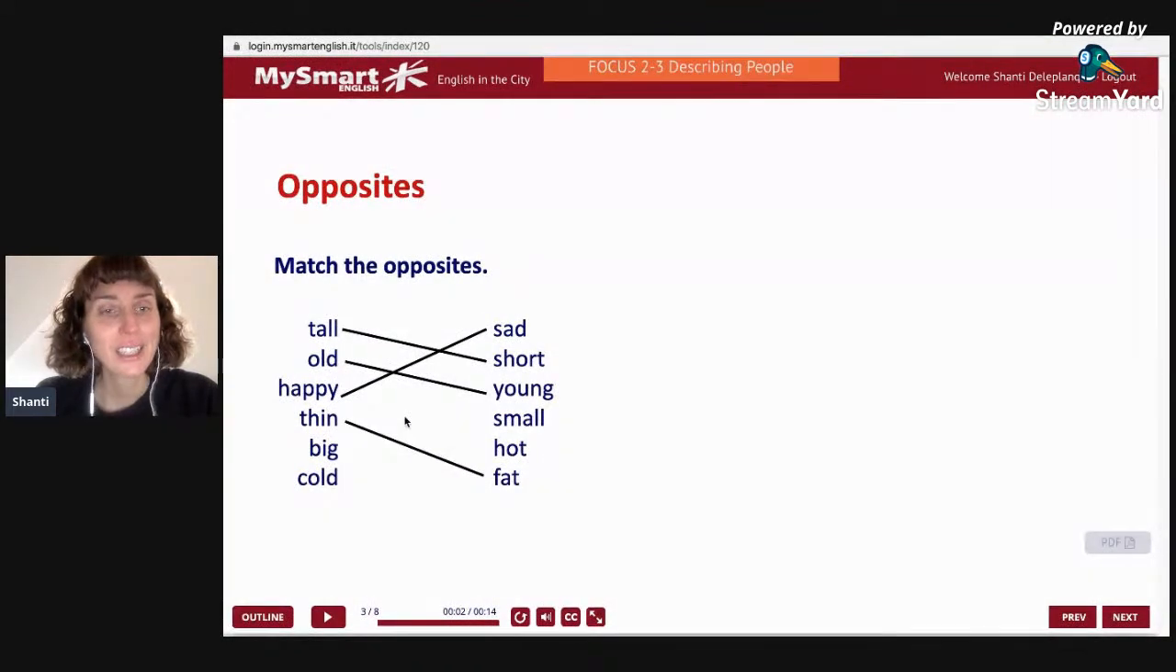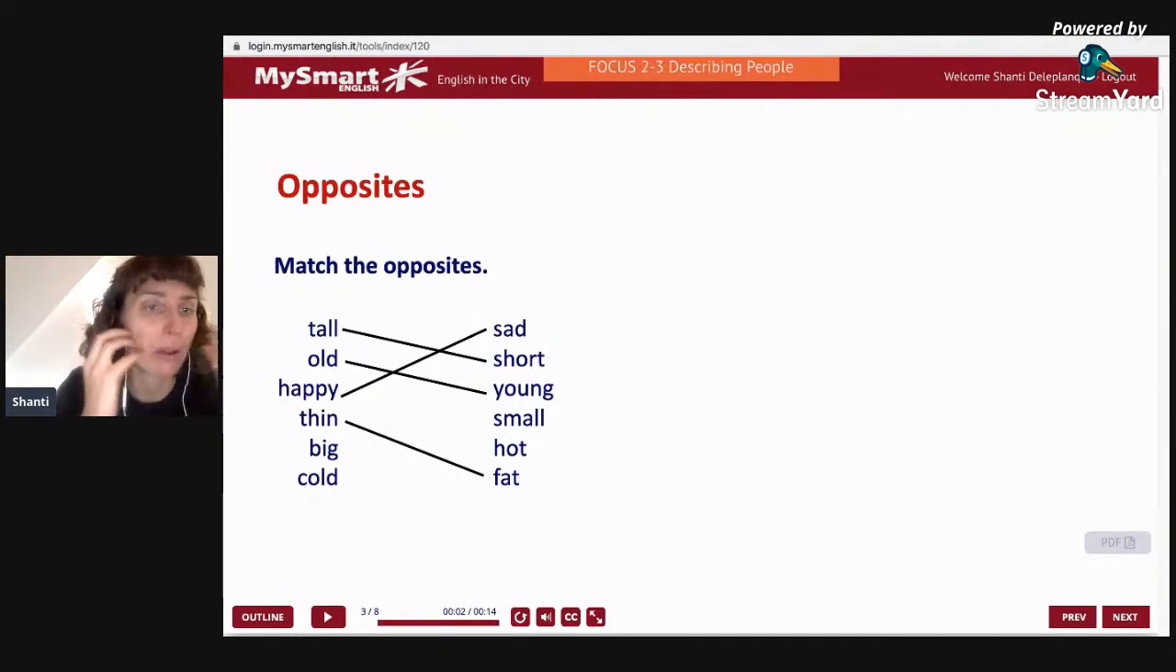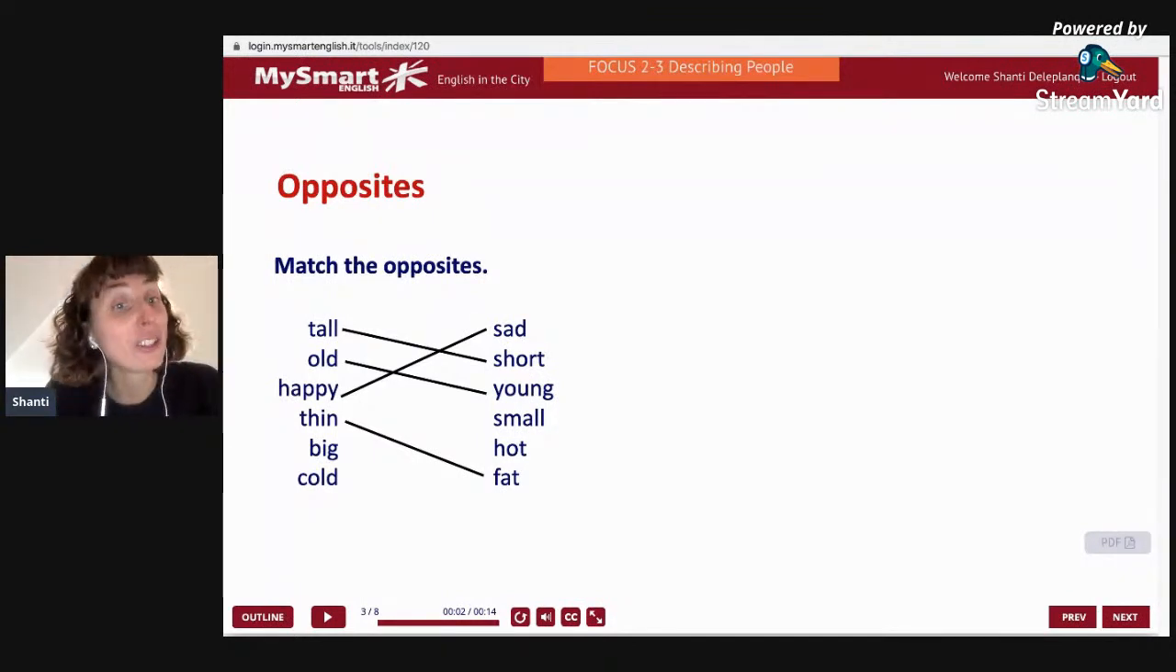So thin, fat. The opposite of big. What is the opposite of big? Ah, I see Diana's very fast. It's small, yes. Anna said another word for fat is chubby. Yes, chubby is when you're a bit round, yeah. Often children can be chubby, and it's nicer than to say fat. So the opposite of big is small. Very good.